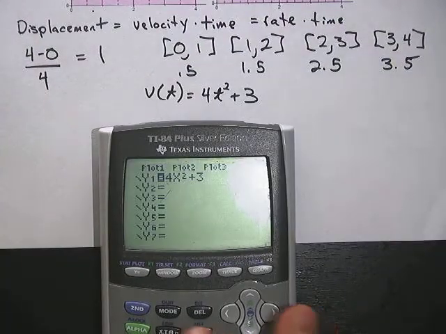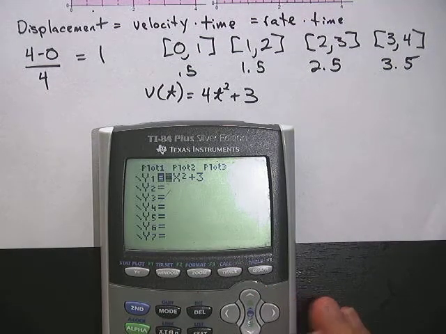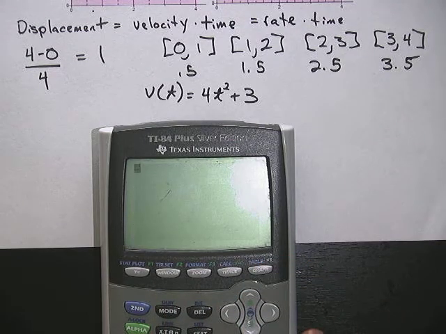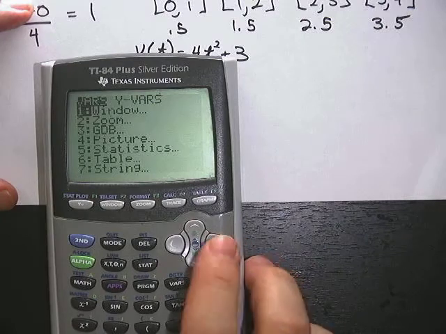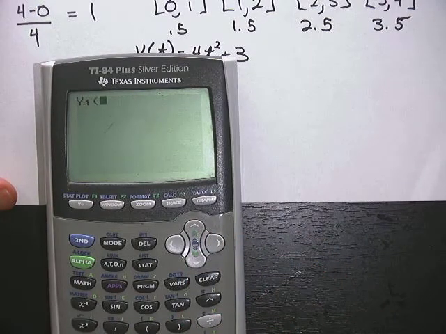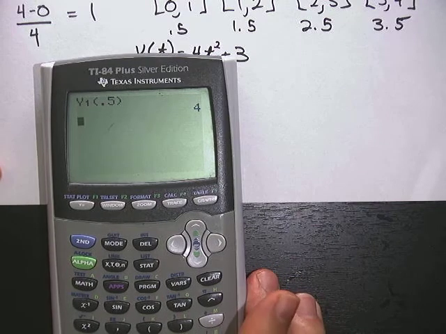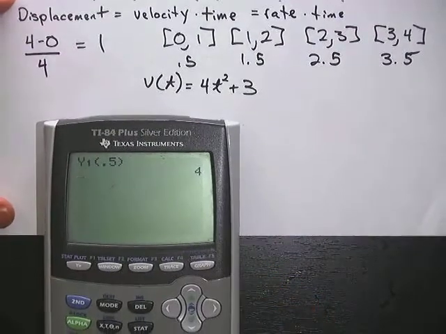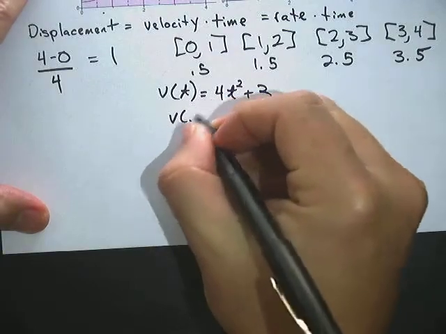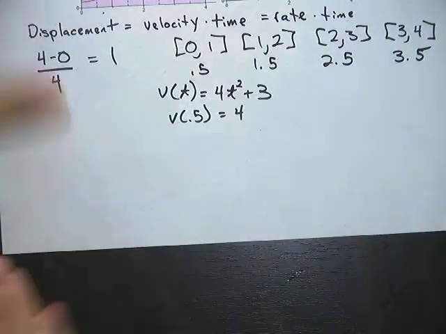There are a couple different ways we can go about finding these values with the calculator. Sometimes I like doing it this way. I go to the main screen and hit VARS, Y-VARS, enter, and enter on Y1, and I open parentheses and put in the value that I want. That's telling me that Y1, which is our velocity function, at 0.5 gives you a value of 4. So v of 0.5 is equal to 4.